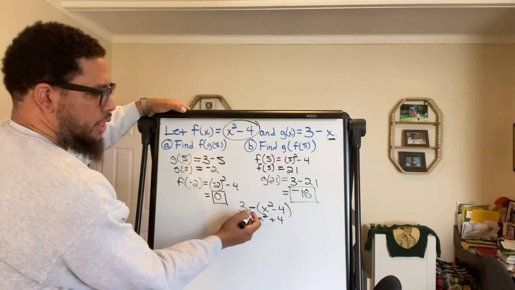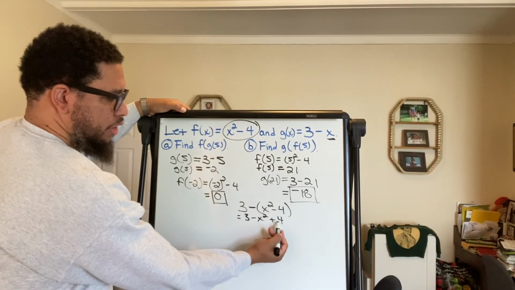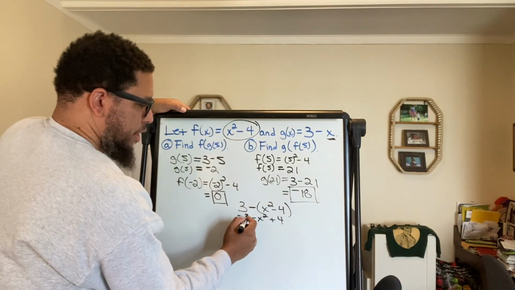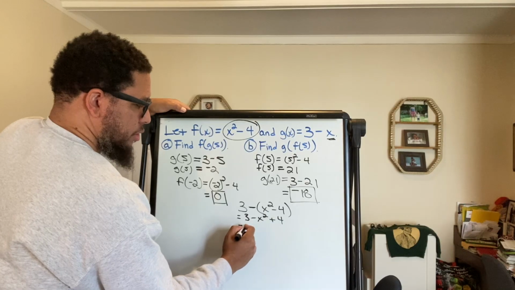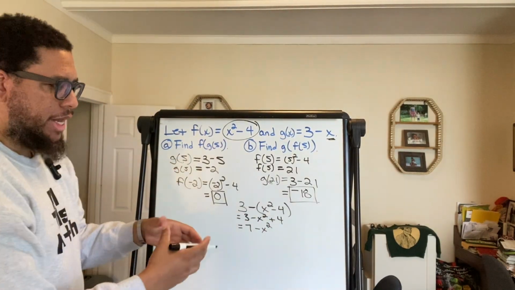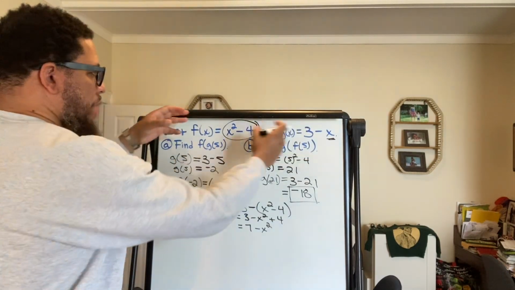Why is it plus 4? Because that's minus a negative, a double negative, which becomes plus 4. This is minus a positive, which becomes minus. So then we got 3 plus 4, which is going to be 7. So you got 7 minus x squared. So that's another way to show the actual composite function, with both functions combined.